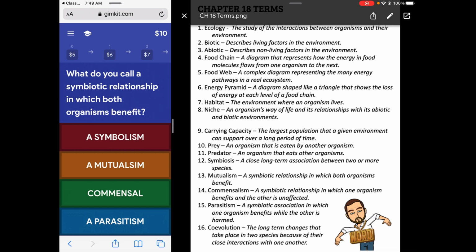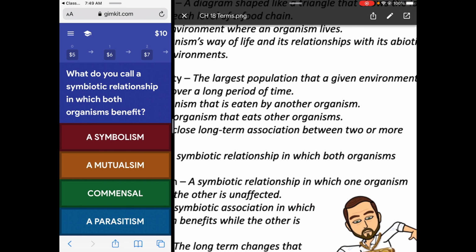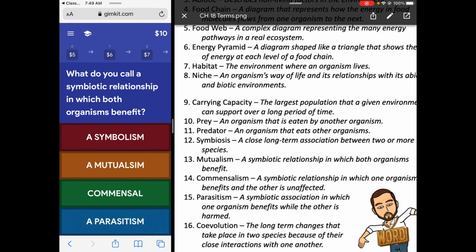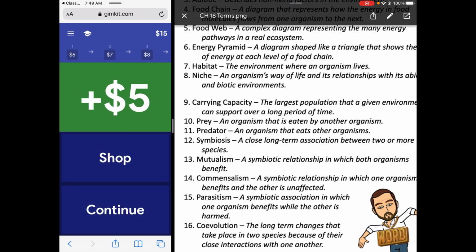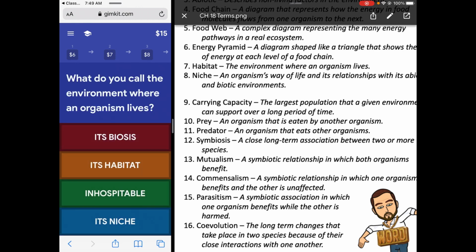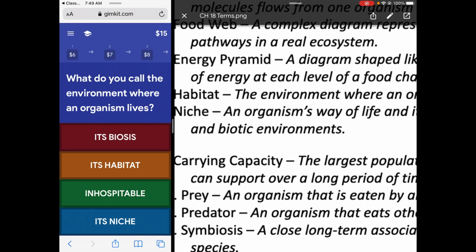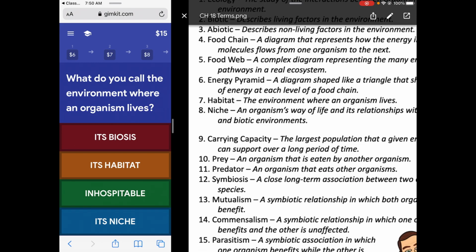So, what do we call a symbiotic relationship where both organisms benefit? Well, that is a symbiotic relationship in which both organisms benefit. That's a mutualism. Awesome, I got $5. All right, next up, we're going to continue. What do you call the environment where an organism lives? That's up here. The environment where an organism lives is habitat.